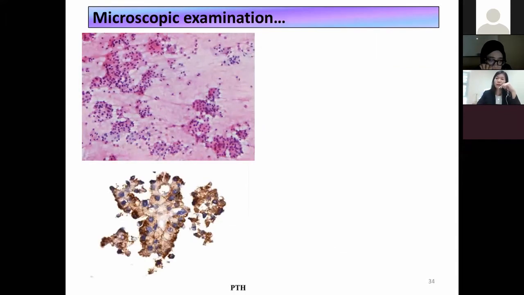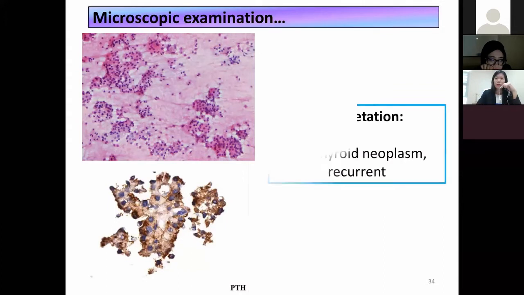It shows similar features, very cellular smears with neoplastic cells forming a microfollicular pattern. It's just like we are dealing with a follicular neoplasia of the thyroid. But since this is a known case of parathyroid adenoma, we proceeded with a cell block and did a PTH. Lucky enough, this PTH is positive again. So the diagnosis was parathyroid neoplasia, query recurrence.